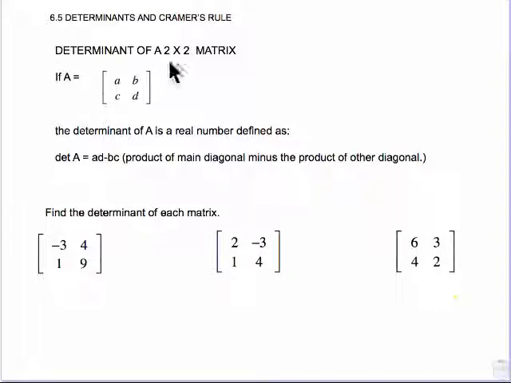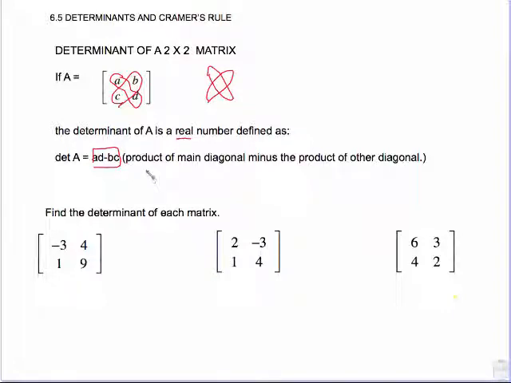The determinant of a 2 by 2 matrix is defined this way. If A is this matrix containing elements A, B, C, D, then the determinant of A is a real number defined like this. It is an arithmetic process. It is multiplied down the main diagonal, A times D, minus coming back up the other diagonal. So it's what I call the downs minus the ups. And that's all you have to do to get the determinant. It is defined that way.